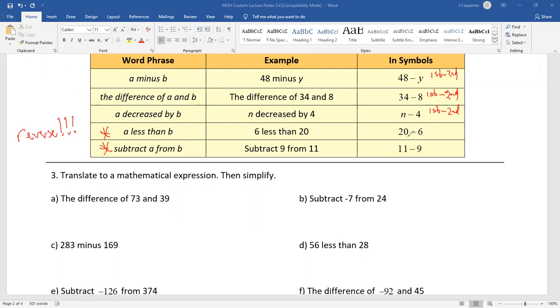6 less than 20 is the second thing minus the first thing. It's not 6 minus 20, it's 20 minus 6. Subtract 9 from 11 is not 9 minus 11, it's 11 minus 9. It's the second minus the first. So these two are extremely critical in remembering that they are reversed. Again, this is very easy to forget. This is very easy to pass over, and it means it's very easy to get it wrong.